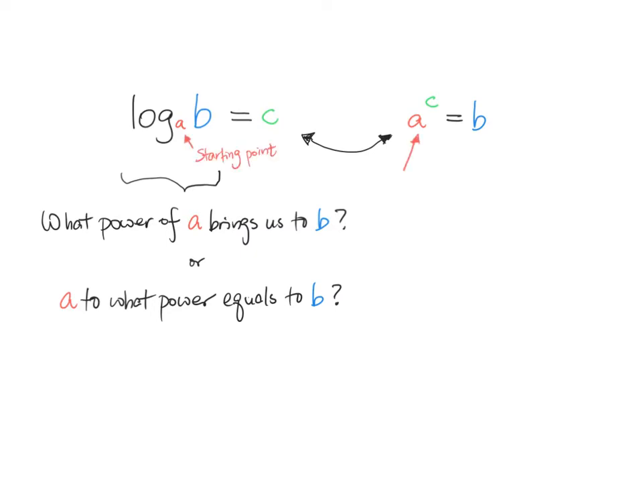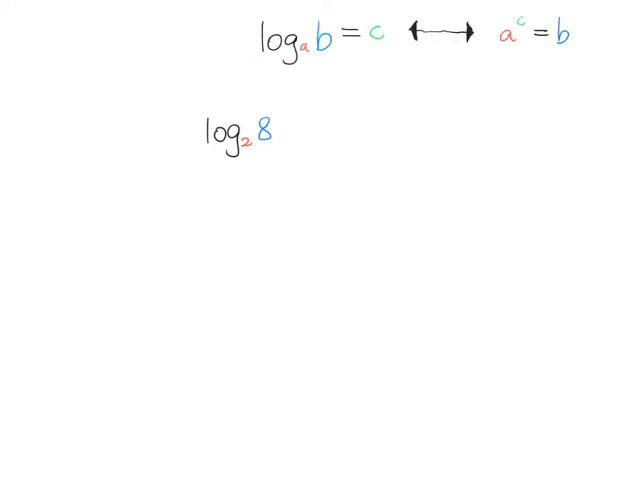Yet another way to think of this is A is my starting point, B is our end point, and C is what brings us from A to B. So for example, log base 2 of 8 means 2 to what power equals 8? But 8 is 2 to the power of 3, so the answer would be 3.